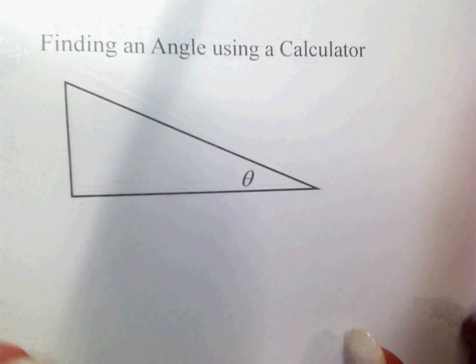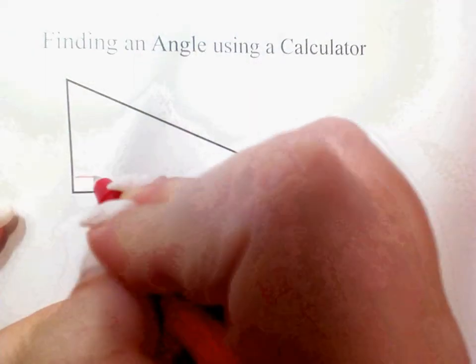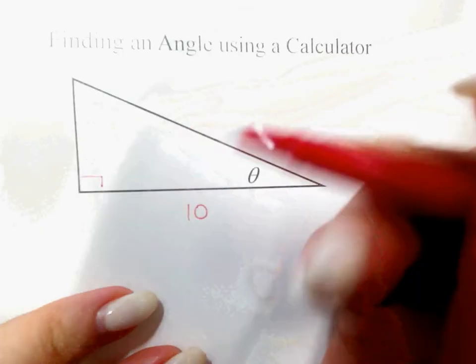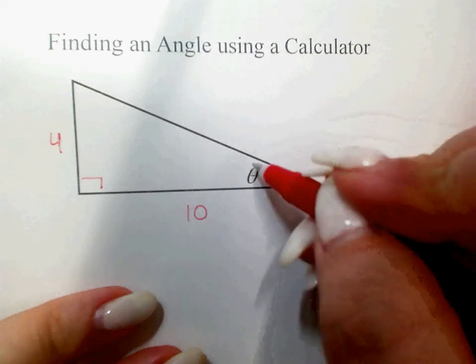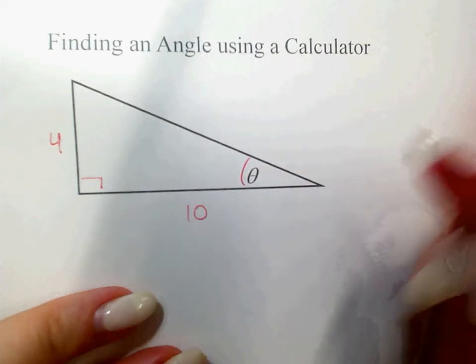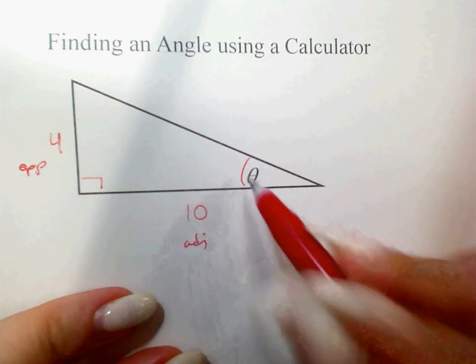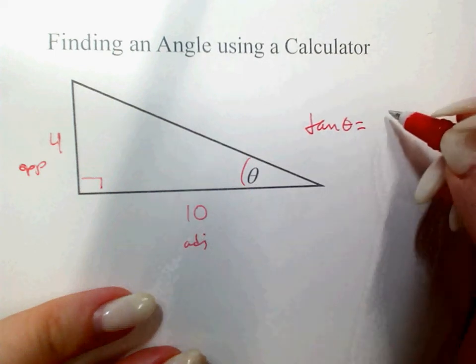Finding an angle using a calculator. This is something that you learned in geometry. If I gave you a right triangle and I said that this length right here is 10 and this length right here is 4, and I asked, what is the angle that makes this true? Well, 4 is opposite and 10 is adjacent to this angle, so that's tangent. So I would write tangent of theta equals 4 over 10.